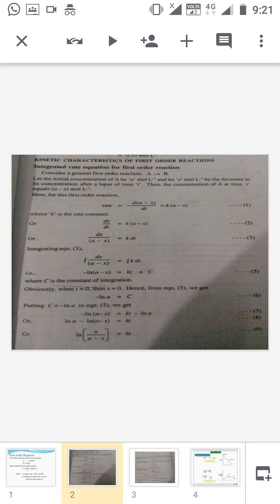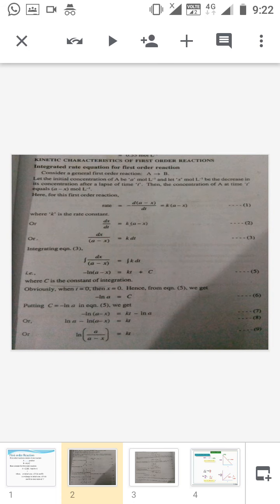Since the change is very small, we have to integrate equation number 3. So integral dx by A minus X is equal to integral K into dt. X is the small change in concentration of A during the time interval dt. So integral dx by x is equal to ln x. Similarly instead of x, here A minus X. So integral dx by A minus X is equal to minus ln A minus X. That's equal to integral dt is equal to t.